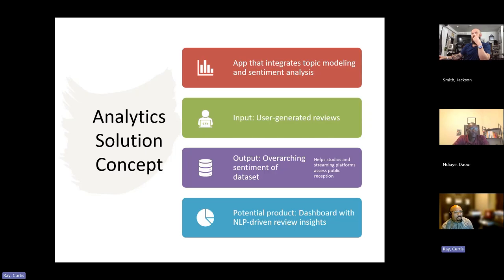As mentioned, this dataset can really be useful for helping studios plan their streaming platforms and assess public market reception as far as what they're streaming, how they're streaming it, the timing, and also the overarching concept and how it's actually received by those individuals that are viewing the content. The product that we would like to produce would be a dashboard showing NLP driven results and review insights.